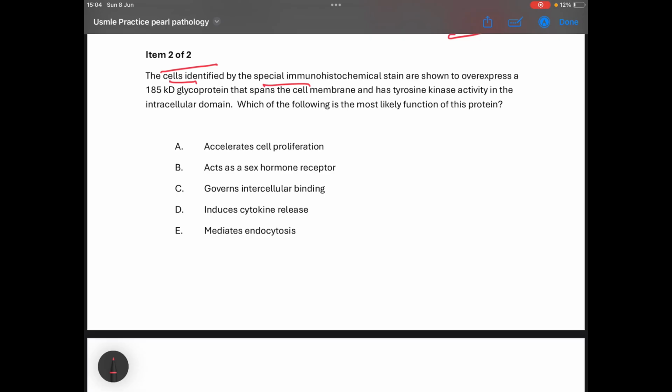The next question: the cells are identified by special immunohistochemical staining and shown to overexpress a 185 kD glycoprotein that spans the cell membrane and has tyrosine kinase activity in its intracellular domain. Which of the following is the most likely function of this protein? First, these are oncogenes, okay?